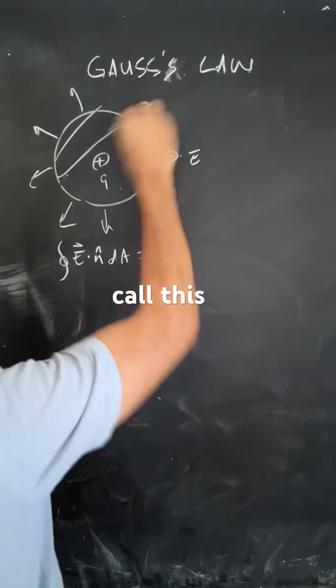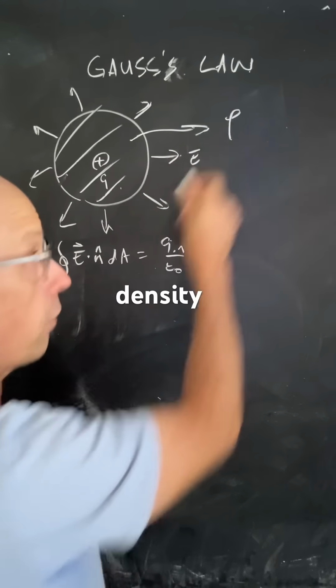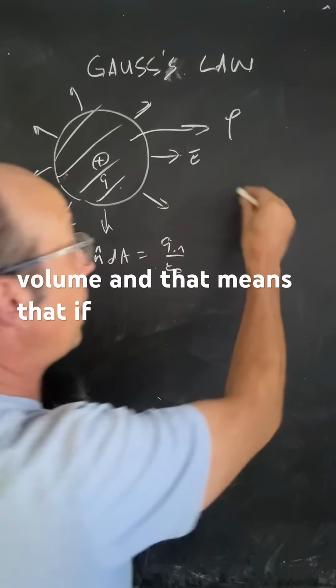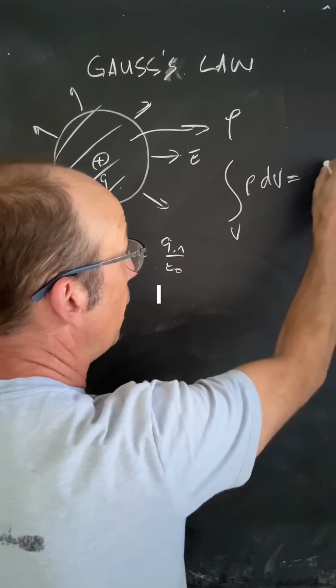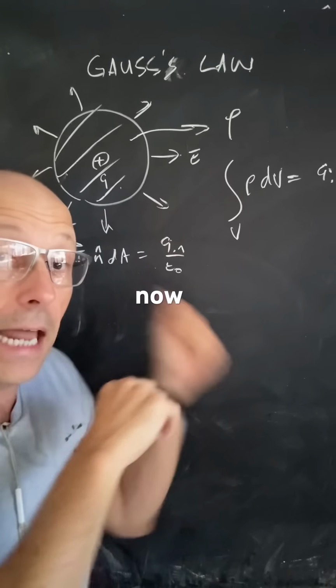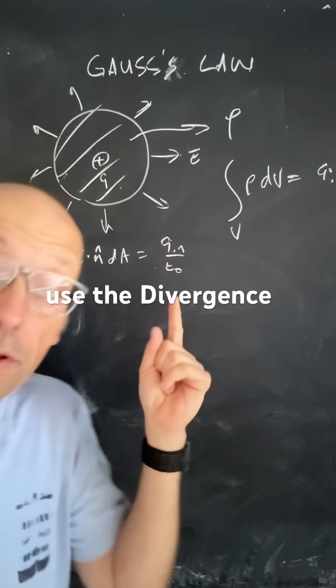So this starts with two things. First, we can call this stuff in here a charge density rho. That's the charge per unit volume. And that means that if I integrate over that volume of rho dV, I get the total charge inside. Now, I can also go over here and use the divergence theorem.